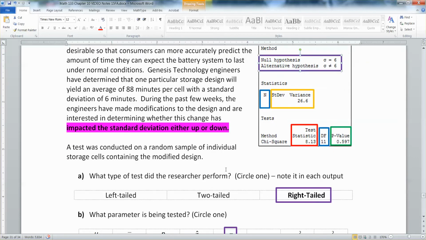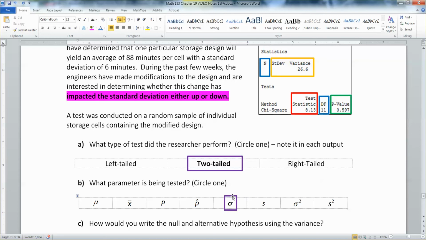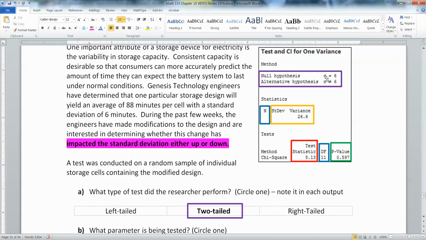All right, so what type of test was this? Well, this was not a right-tailed test. This was a two-tailed test. Very important. Two-tailed test because it's a not equal to test. Now the parameter being tested is the standard deviation. It's sigma. It says right there, little sigma.